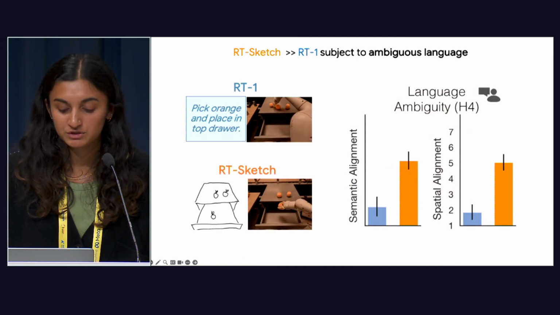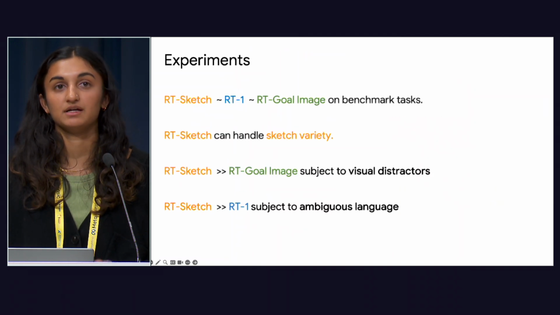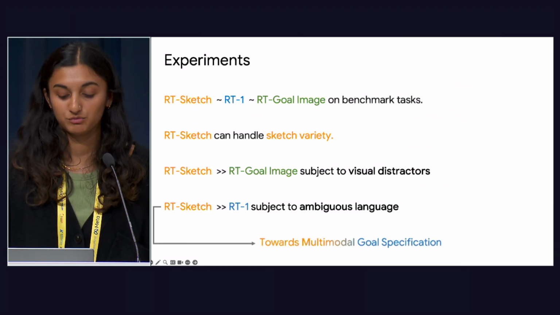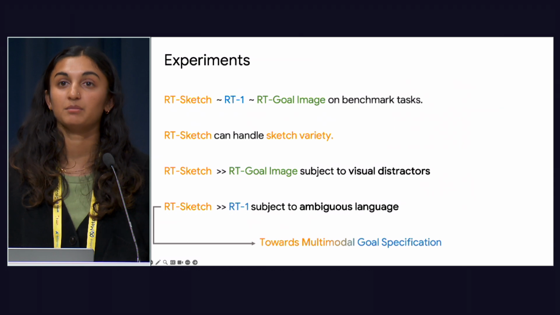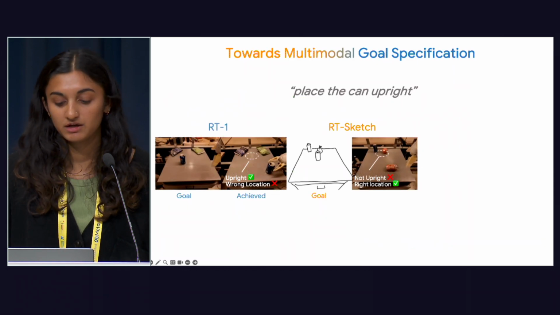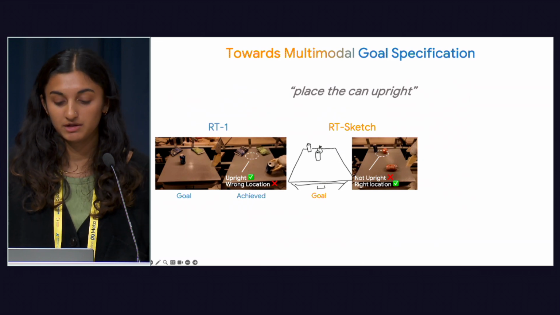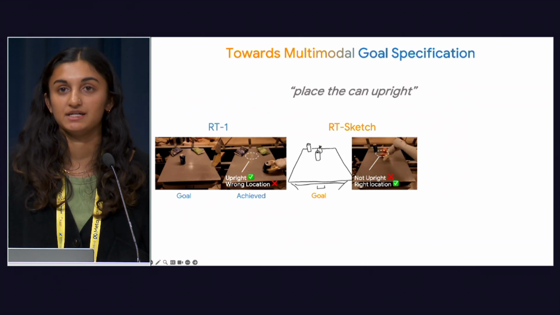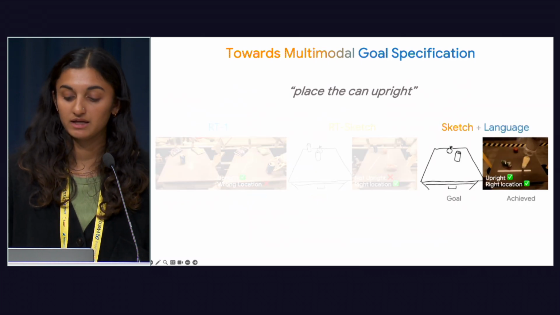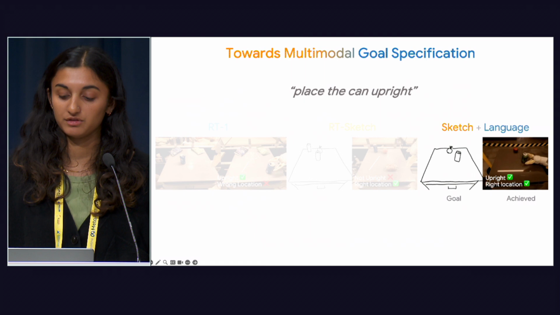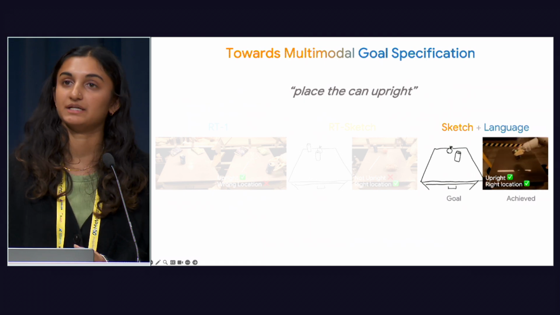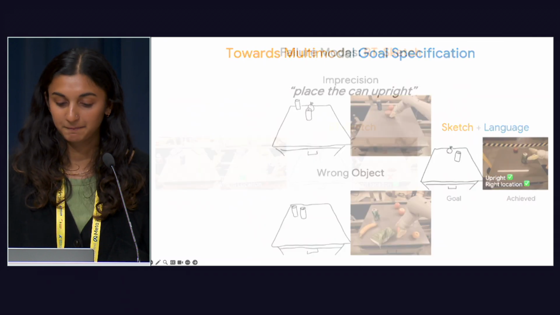And while we've shown so far that sketches can be a useful goal modality compared to existing ones, we're also in the future really excited by the prospect of combining sketches with existing modalities. So in cases where, for example, a language condition policy or a sketch condition policy can suffer on their own, when we train a policy conditioned on both, we're able to see the benefits of using both, in this case, encouraging the can to be reoriented, but also placed in a desired spatial location.